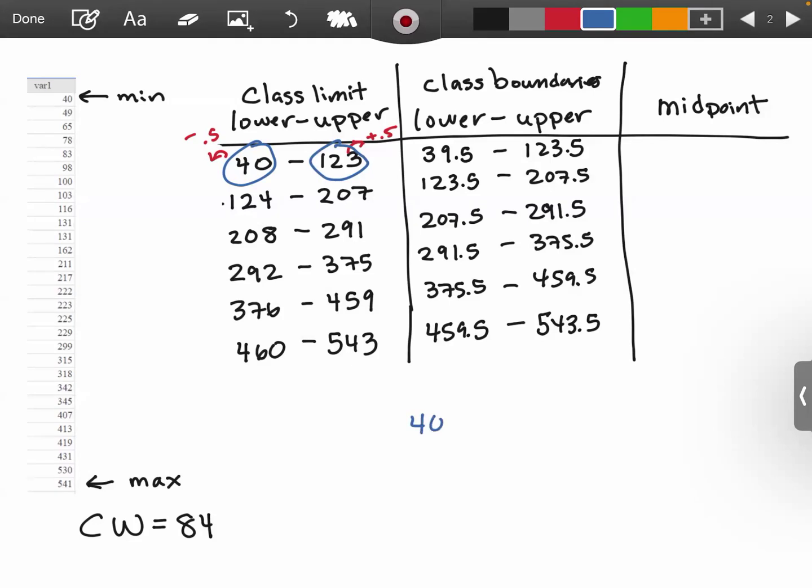So it's going to be 40 plus 123 divided by 2. I'm just going to take out a calculator. I did 40 plus 123, got 163, divided it by 2, and I got 81.5. So the midpoint of that first group is going to be 81.5. Now, what's the middle number between 124 and 207? We'll do the same thing. 124 plus 207, divide that by 2, and I get 165.5.